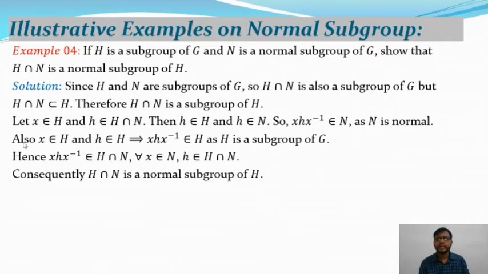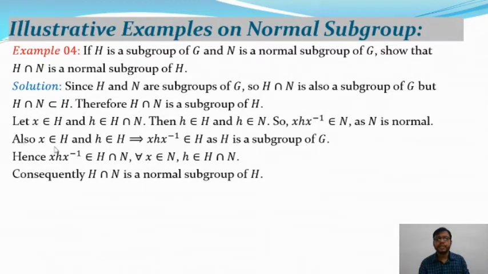So now let x be any element belonging to N, and h be any element belonging to H intersection N. If h belongs to H intersection N, then from this we get h belongs to H and h belongs to N. So x inverse also belongs to N, as N is a normal subgroup of G.